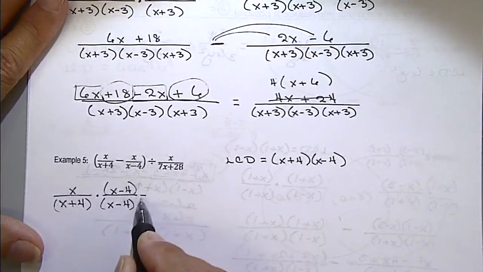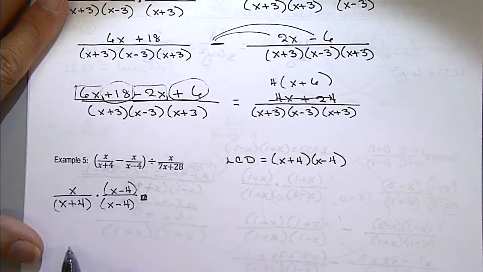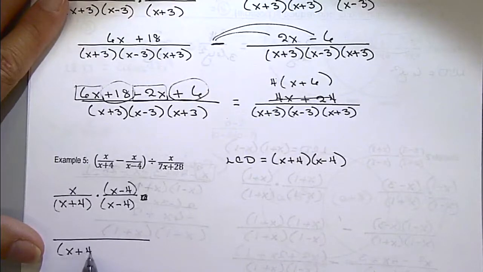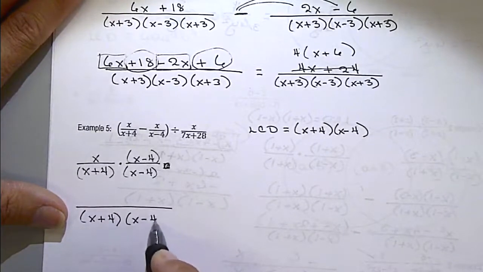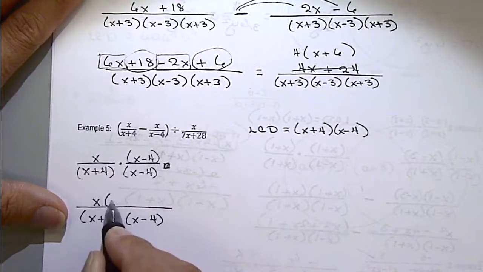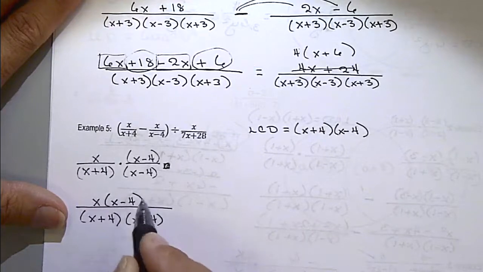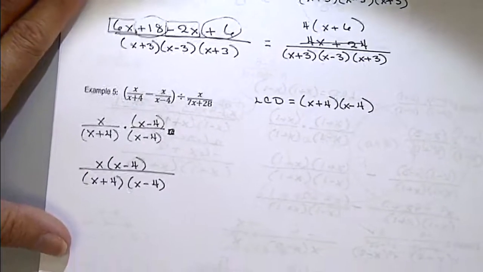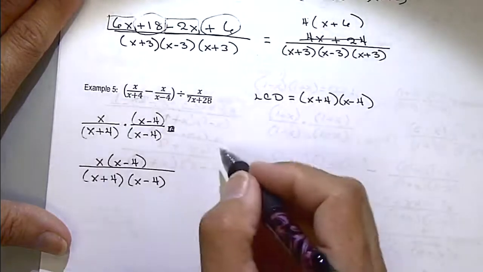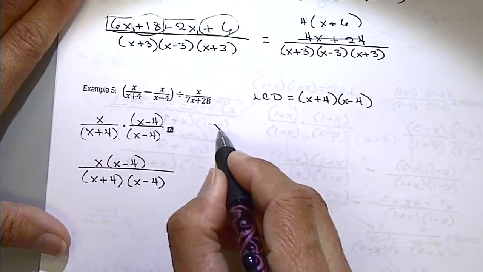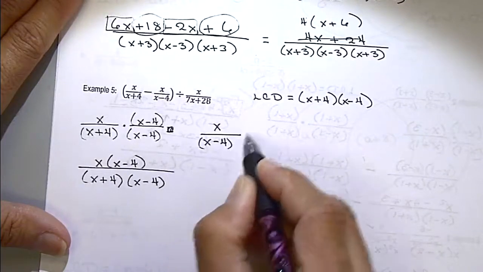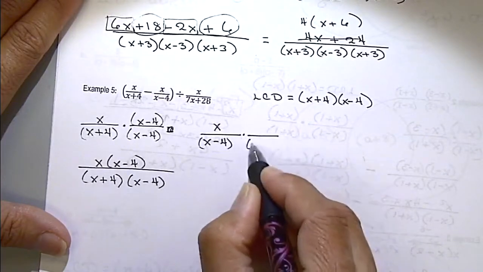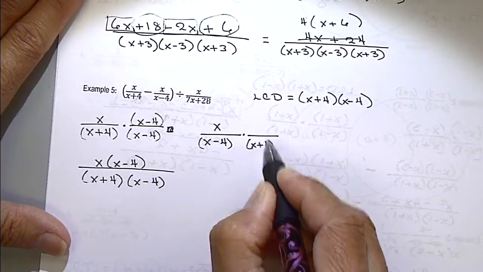And that's going to be, well, let's just go down here. That's going to be x plus 4 times x minus 4. And what do we have? We have x times x minus 4. We could have multiplied those together, probably should have, right? But that's okay. Let's do the second one right here. It is x over x minus 4, which I will have to multiply times x plus 4 to get my common denominator.